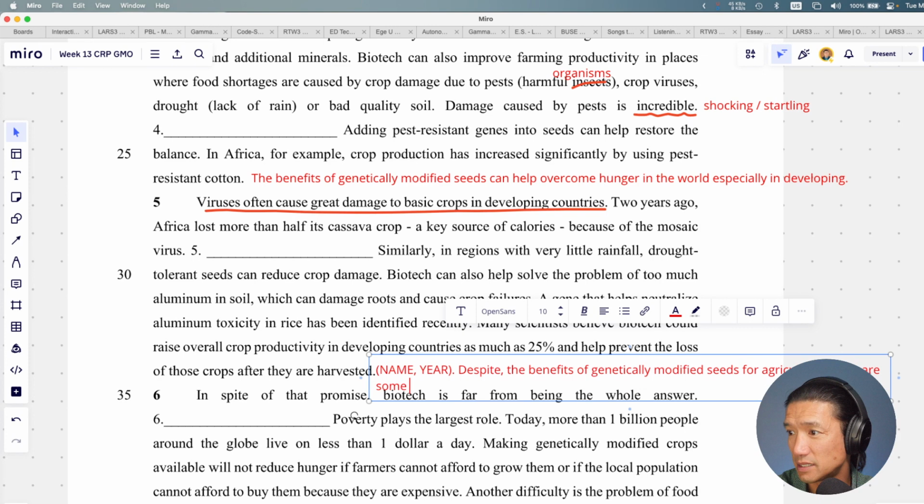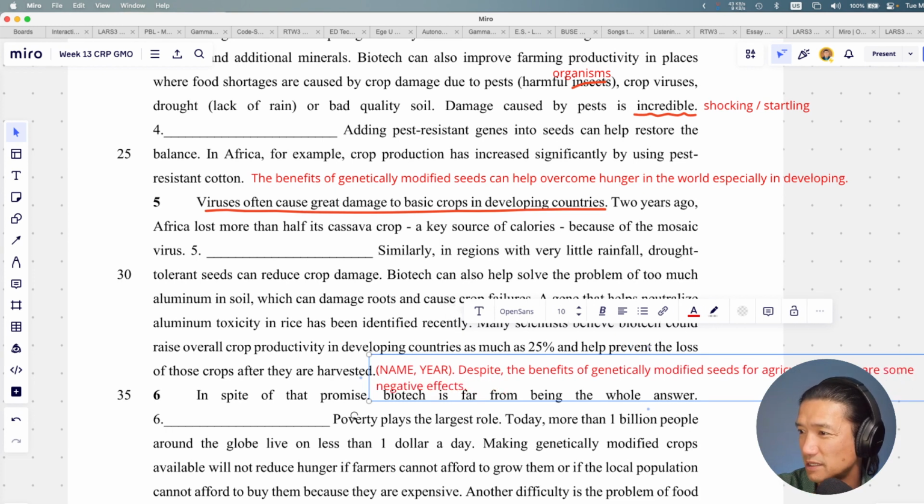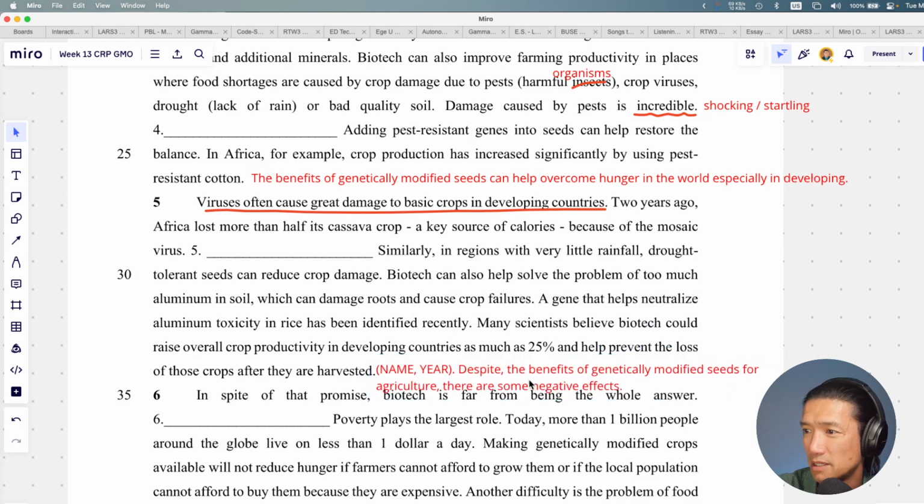there are some negatives, right? There are some, what would we call it? Some negative effects. I don't know. My brain doesn't always work well, right? So here's a way we just mention all these things, the benefits of genetically modified seeds. But now we're going to talk about the opposite, okay? Despite there are some negative effects.